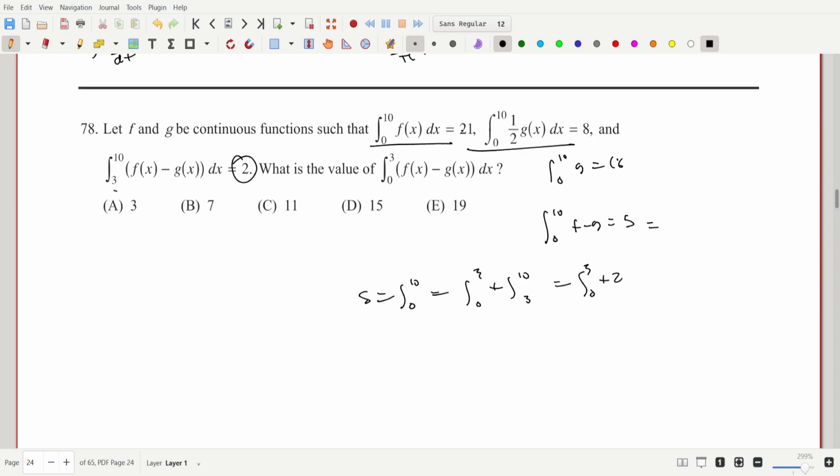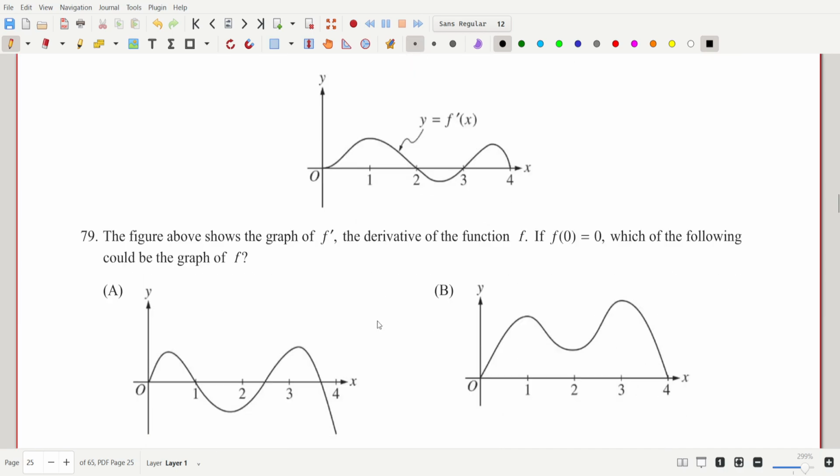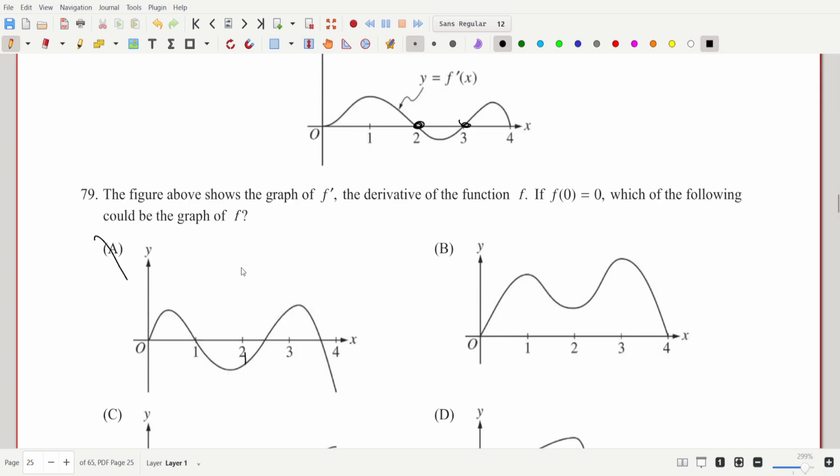So yeah, 5 equals the integral 0 to 3 plus 2. I know I'm doing a lot of annoying shorthand here, but 3 is the integral 0 to 3. I think that makes sense. If I add that to that one, you get 5, and 5 is legitimately the difference. Yeah, okay. 79, the figure above shows f prime, which could be the graph of f. So from f prime, it needs a 0 there and a 0 there, 2 and 3. So not A, there's no 0 derivative at 2.